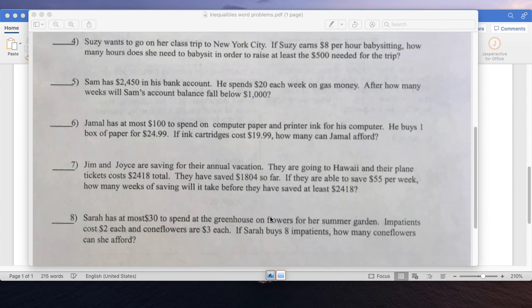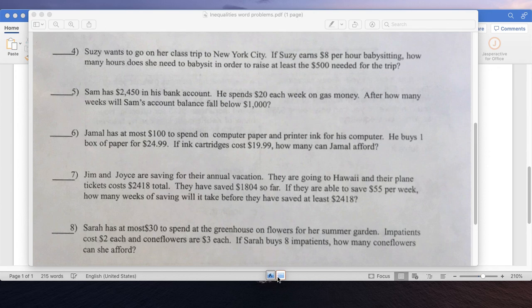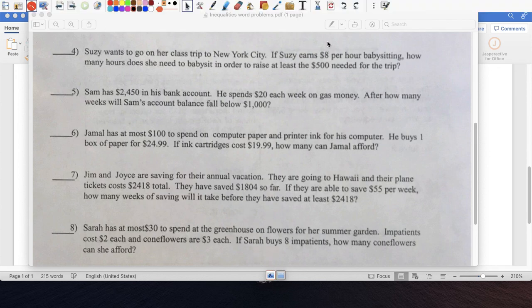3, 4. We're on 4. Susie wants to go on her class trip to New York City. She earns $8 babysitting. How many hours does she need to babysit in order to raise at least $500? Well, $8 per hour, right?